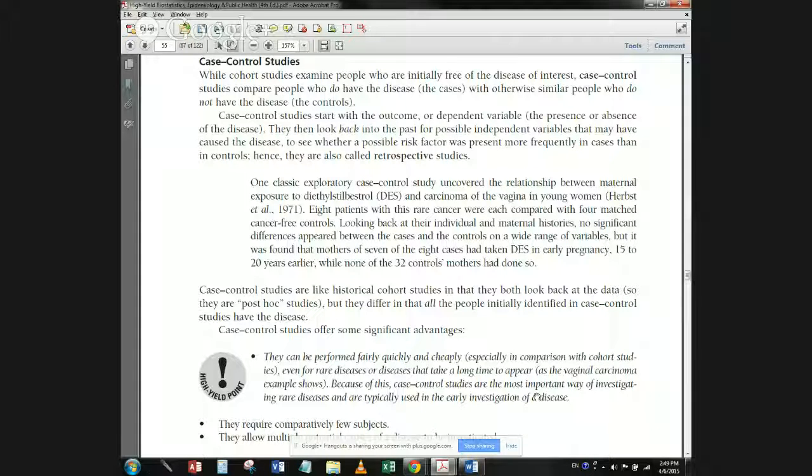Case control studies are like historical cohort studies in that they both look back at the data, so they are post hoc studies. But they differ in that all the people initially identified in case control studies have the disease. Case control studies offer some significant advantages.